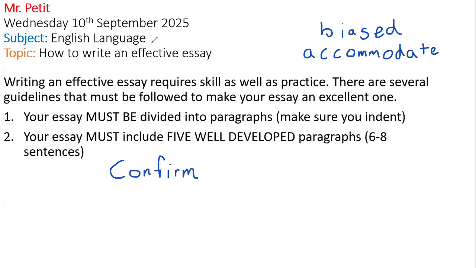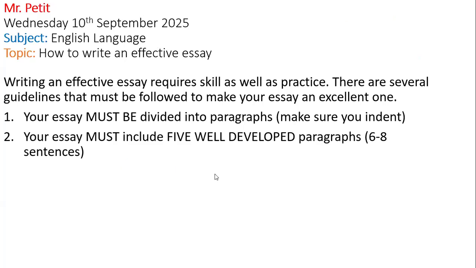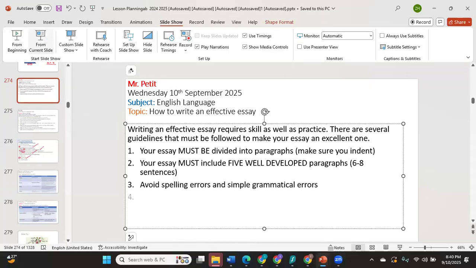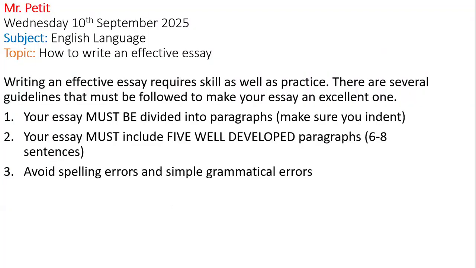Very good. So what y'all think is my next point in order to write an effective essay? Spelling and vocabulary. Very good. Avoid spelling and grammatical errors. Write that down for me. That's the third thing you need to do in order to write an effective essay. So words like generation, oppose, redeem, all those words you need to know how to spell.